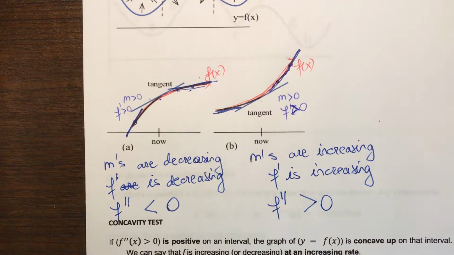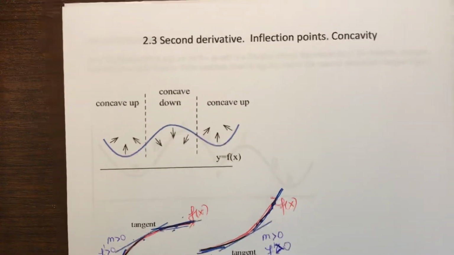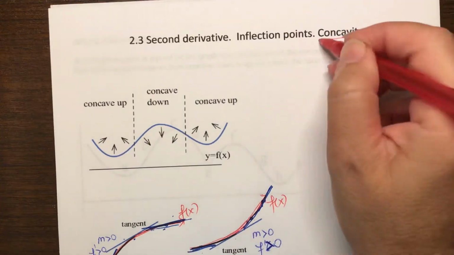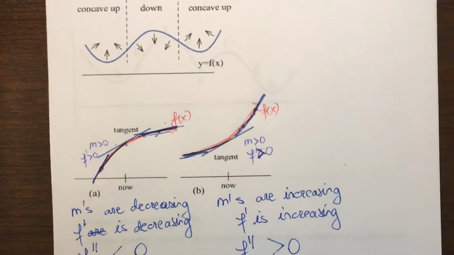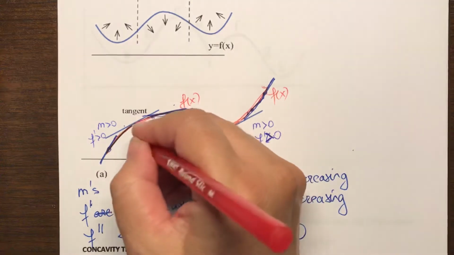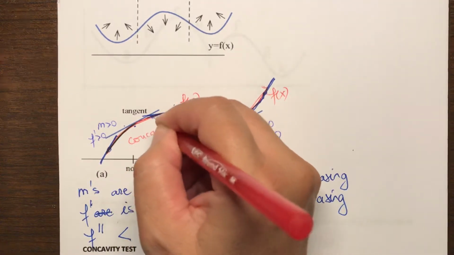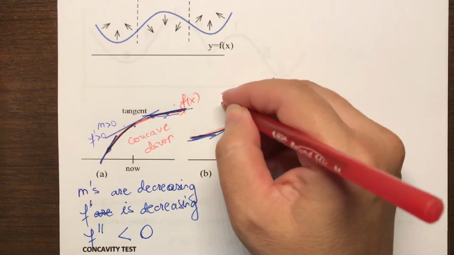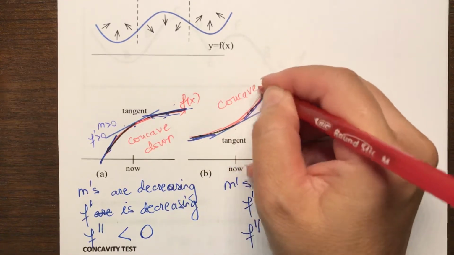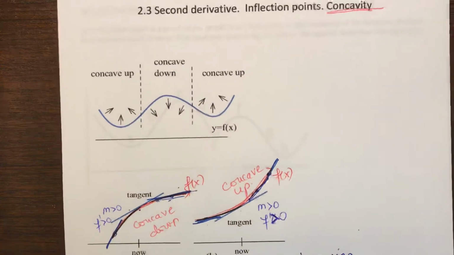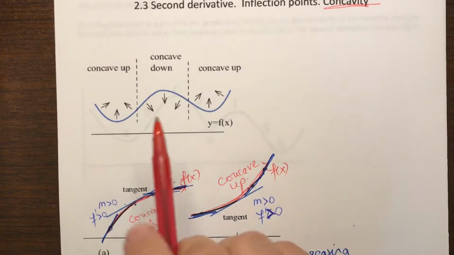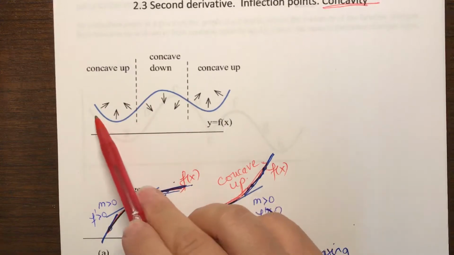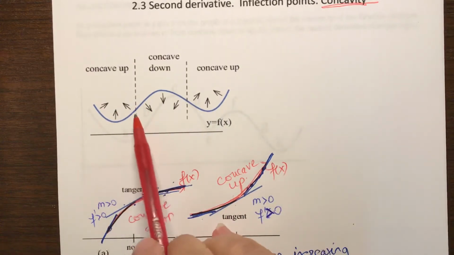Okay, so we have names for a graph being turned this way or turned the other way. We call that concavity, okay? So concavity is telling us how a graph is turning. So this one is definitely concave down. The graph is turning down. And this one here is definitely concave up. So just to give you another graph, look at this. Concave up, right? Just like here, it's turned up, yes?